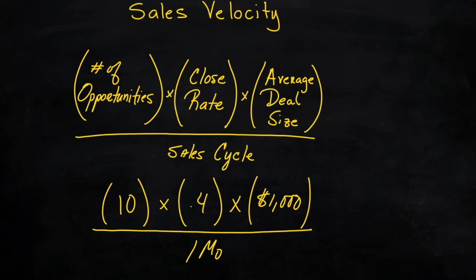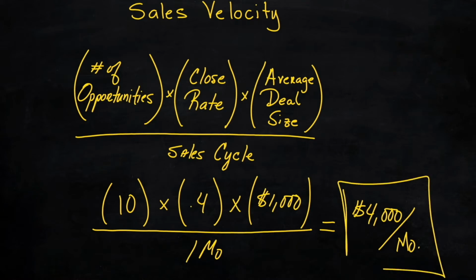Let's calculate the numbers. If we take 10 times 0.4 times 1,000, we'll get $4,000. And since we're dividing by 1 month, your sales cycle, basically you're selling at $4,000 a month. That is your sales velocity.